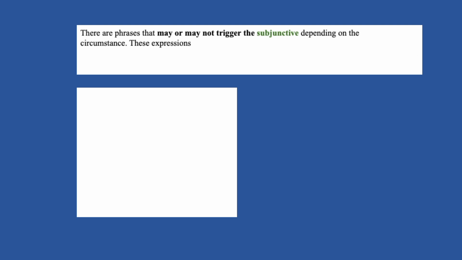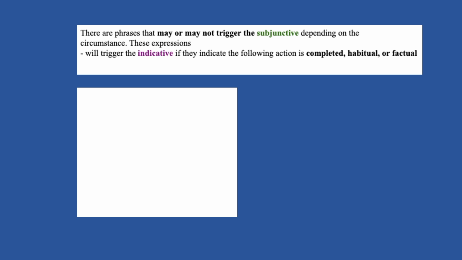Certain phrases may or may not activate the subjunctive. It depends on the circumstances. They will trigger the indicative if the following action is completed, habitual, or factual. They will trigger the subjunctive if the following action is hypothetical or anticipated.